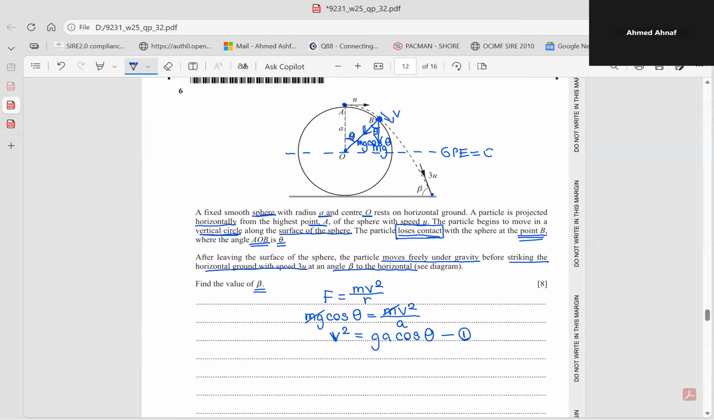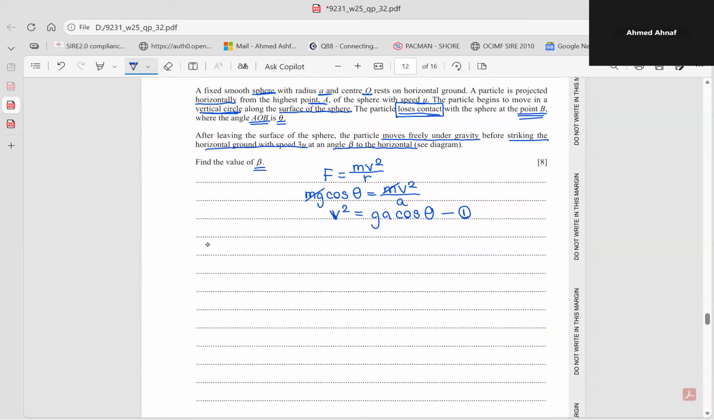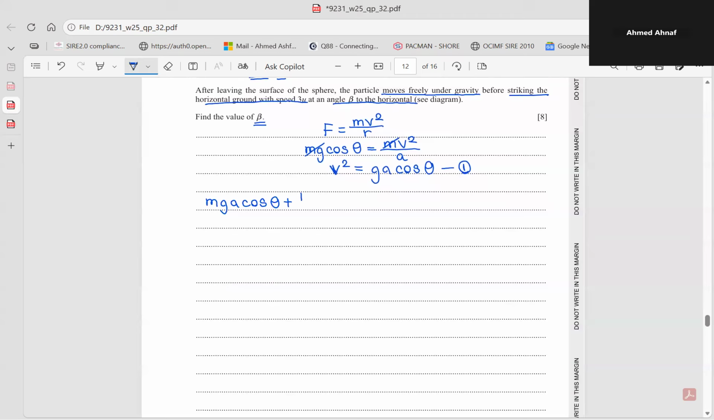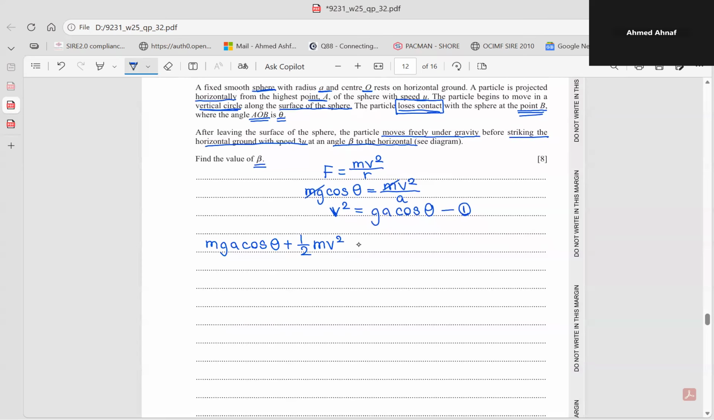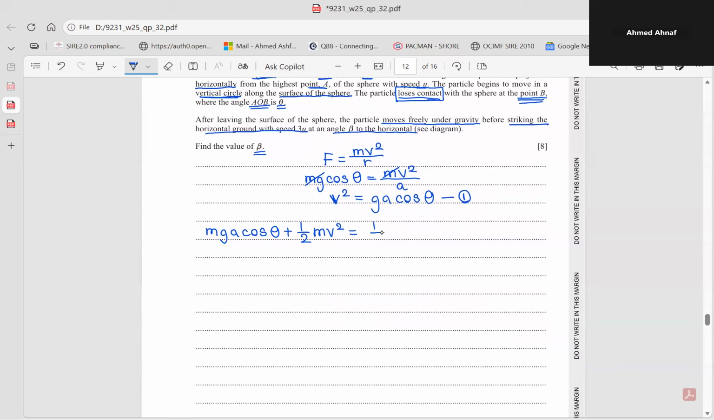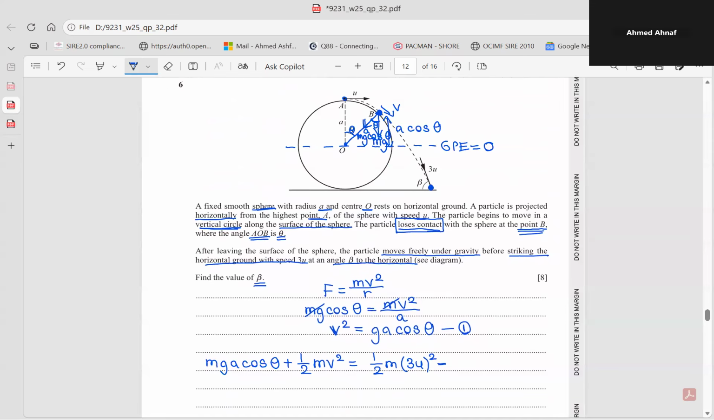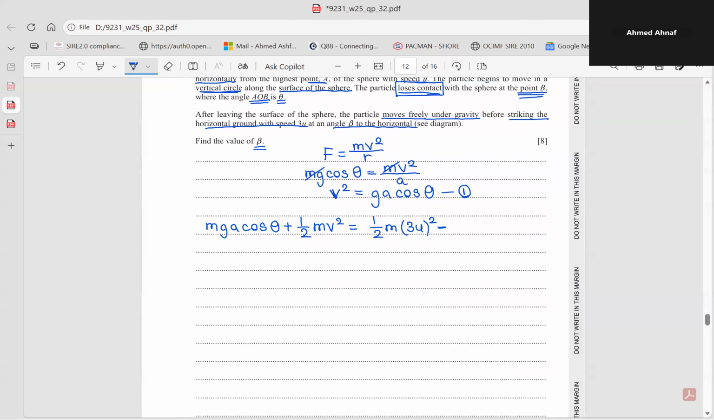So you should always set the GPE here to 0. So we take the GPE at B, which is just mg a cosine theta, plus half mv squared, the KE, and we equate it to the KE down here, so half m 3u squared minus, so the reason why it's minus is because it's right below the datum line, and it's exactly a meters below. So this is going to be minus mga.